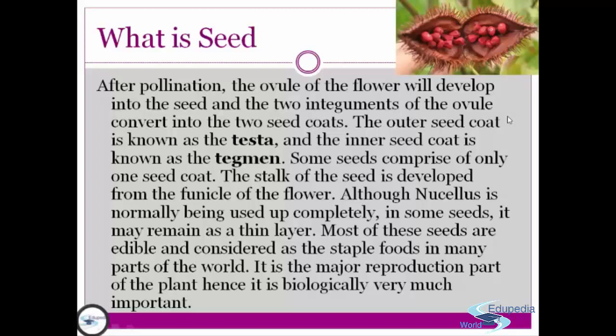The outer seed coat is known as testa, and the inner seed coat is known as tegmen. Some seeds comprise only one seed coat. The stalk of the seed is developed from the funicle of the flower. Although the nucellus is normally used up completely in some seeds, it may remain as a thin layer. Most of these seeds are edible and considered staple foods in many parts of the world. It is the major reproductive part of the plant, hence it is biologically very important.